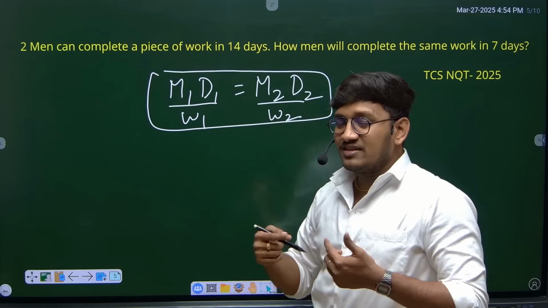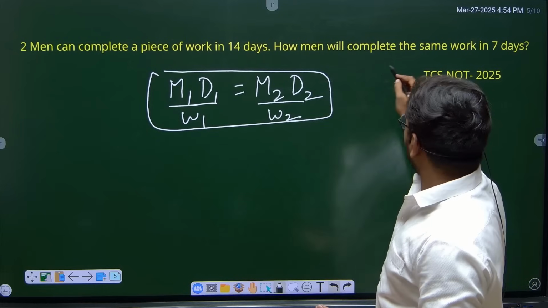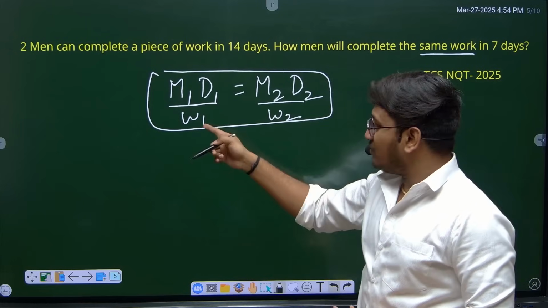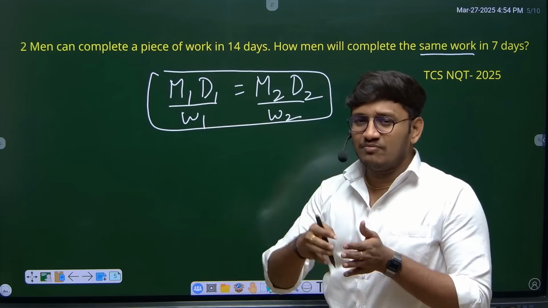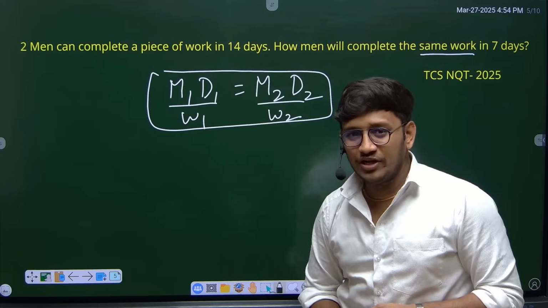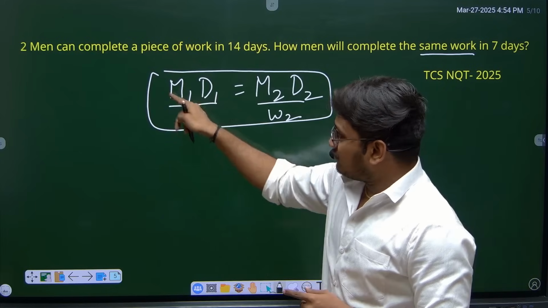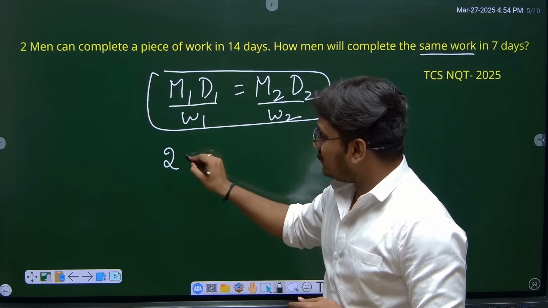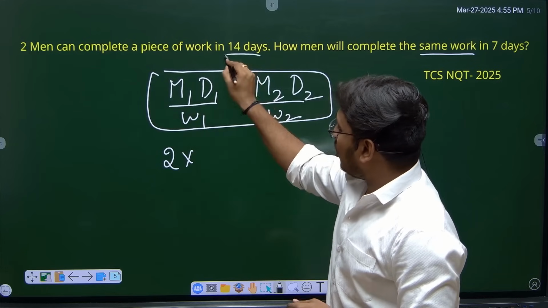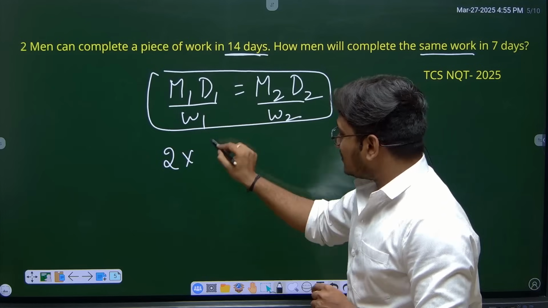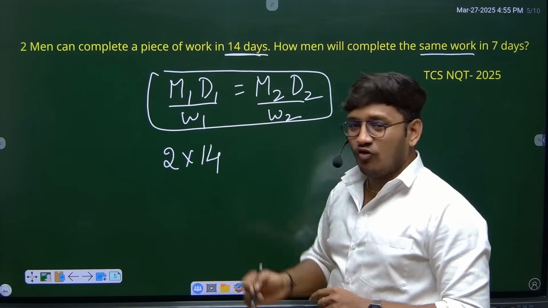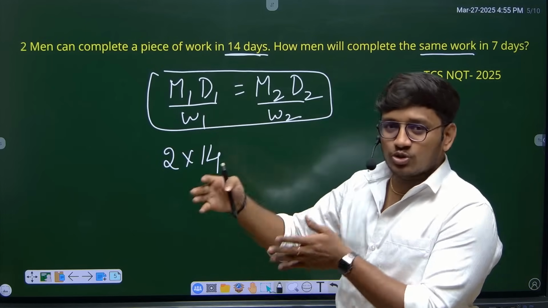I'm not considering the work here because they have given the same work. Same work means W will get cancelled, right? So you can simply remember M1 D1 is equal to M2 D2. Now here M1, how many men are working? 2 men. 2 men can complete the work in how many days? 14 days. D is nothing but 14 days. Whatever the work, we are not so sure about the work.